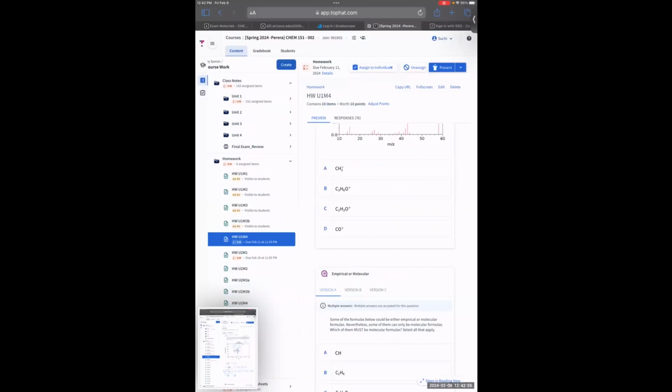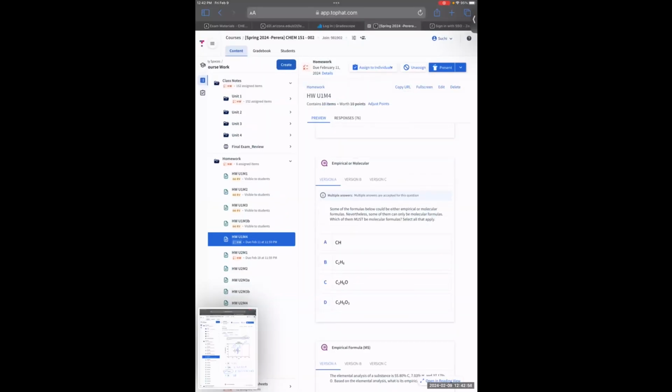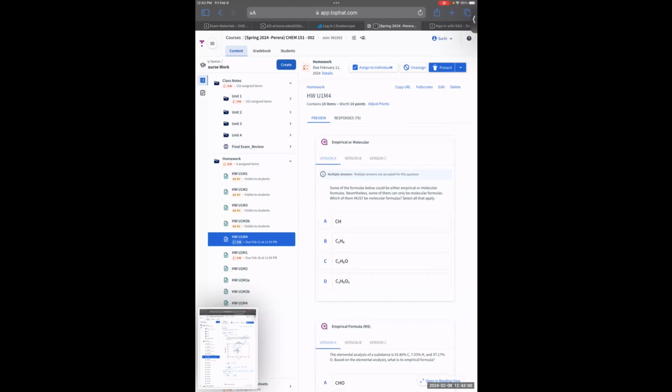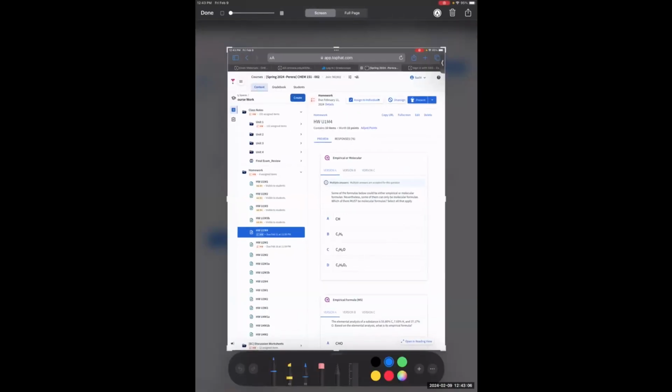All right, I think the rest of these are pretty straightforward. Some of the formulas below could be either empirical or molecular formulas. Nevertheless, some of them can only be a molecular formula. Which of them must be molecular formulas? Select all that apply.